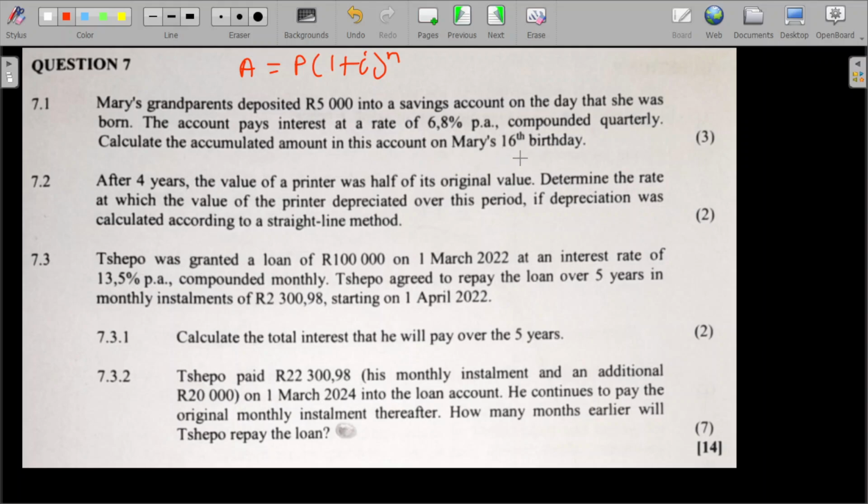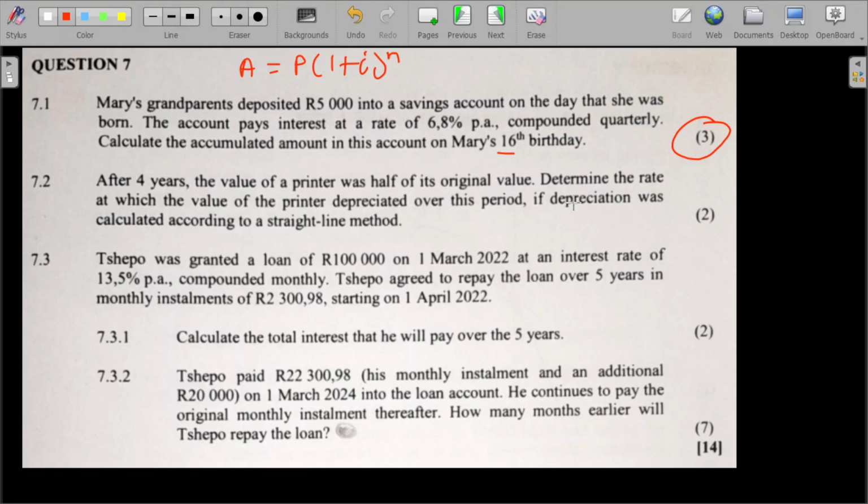What is very important again here is this 16 years, because starting from the day she was born, how old is Maria now? In this case she is 16 years, so you need to multiply the 16 by 4. So this one, I think most of you will get these 3 marks.